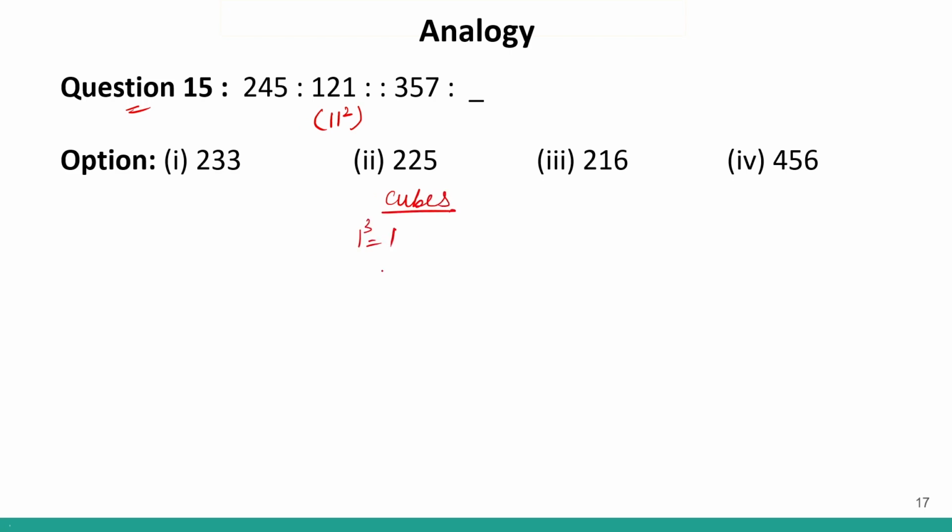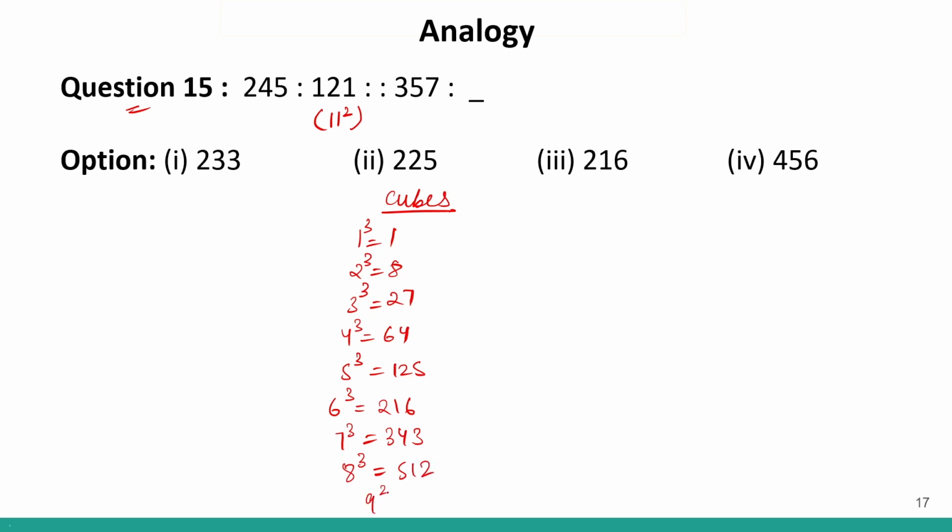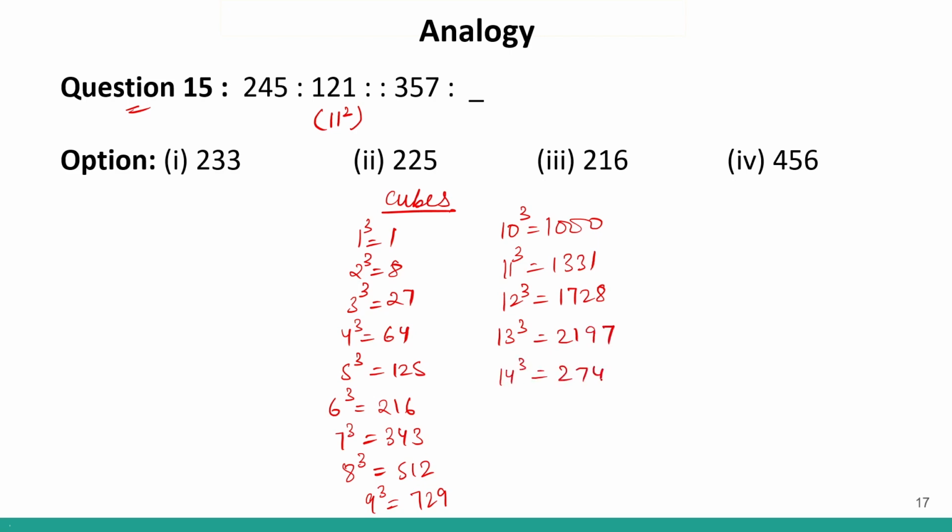Cubes, 1 cube is 1, 2 cube is 8, 3 cube is 27, 4 cube is 64, 5 cube 125, 6 cube, how much? How much is 6 cube? 216. 7 cube is 343. 8 cube is how much? 8 cube is 512. 9 cube is 729. Then we have 10 cube, which is 1000. 11 cube is 1331. 12 cube is 1728. 13 cube is 2197. 14 cube is 2744.